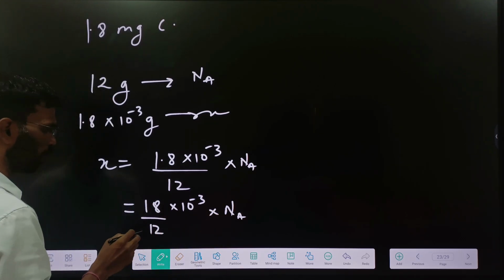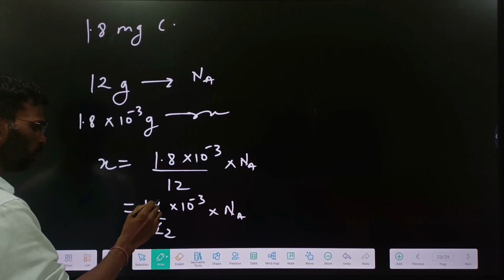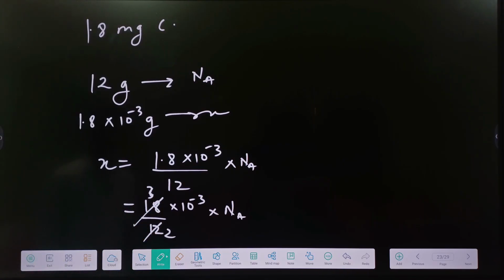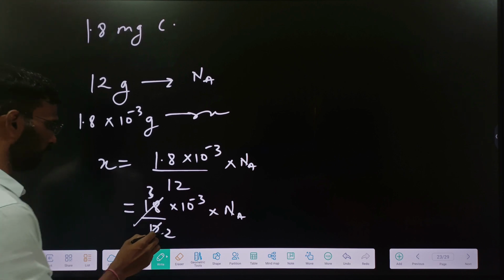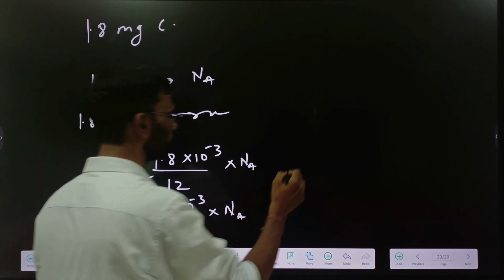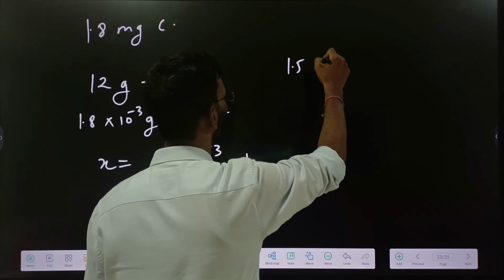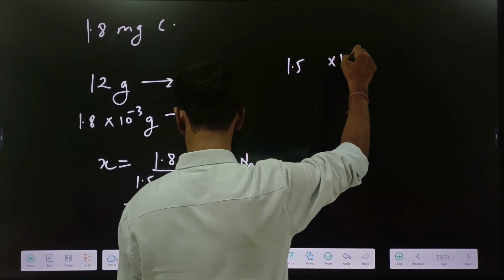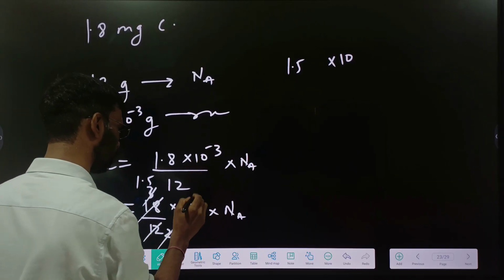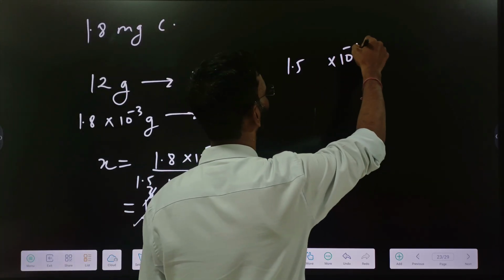This is the number of molecules I am talking about. 6 twos are 12, 3s are 6, right? I am talking about the carbon. And what is this? 1.5. So the answer over here is 1.5 into 10 raised to, this is minus 4, sorry, 10 raised to minus 4.